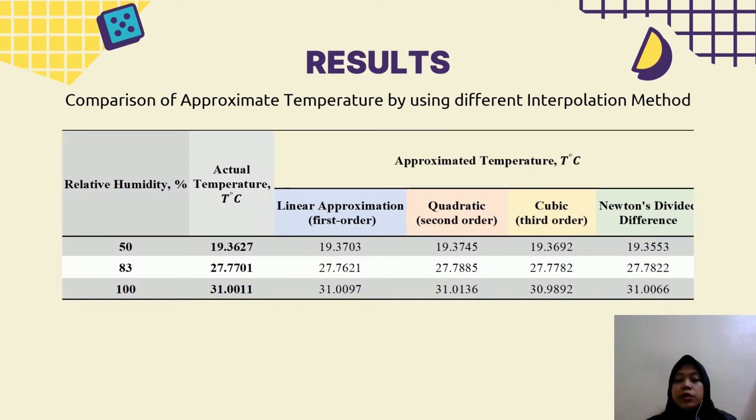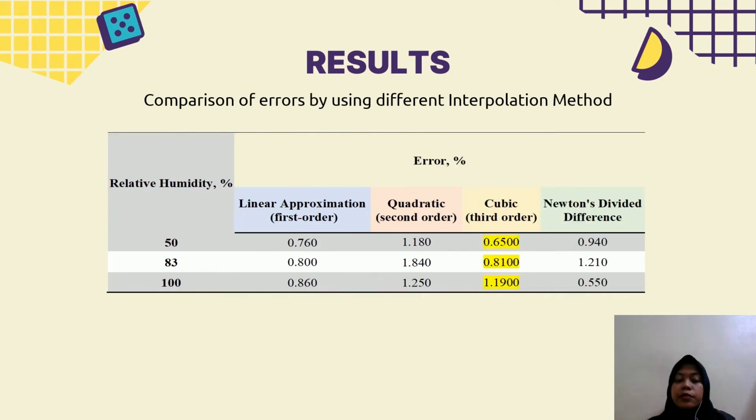The second table shows the comparison of approximate temperature by using different interpolation methods. Using the same methods, which are linear approximation, second order method, third order method, and Newton's divided difference method. And we compare the value of approximate with actual temperature for different values of relative humidity. For each point of relative humidity, we can see that every method shows a different value of error. And this table shows the comparison of errors by using different interpolation methods.